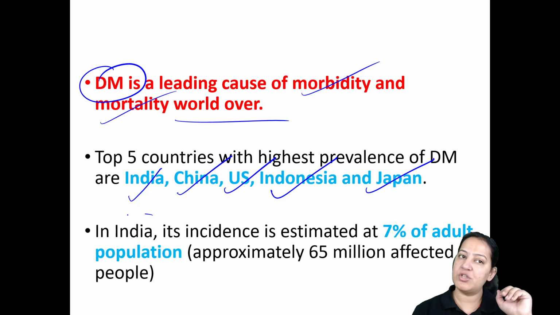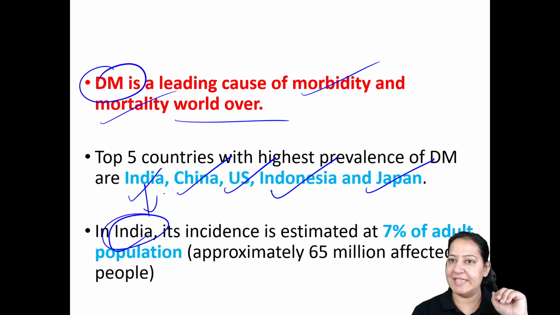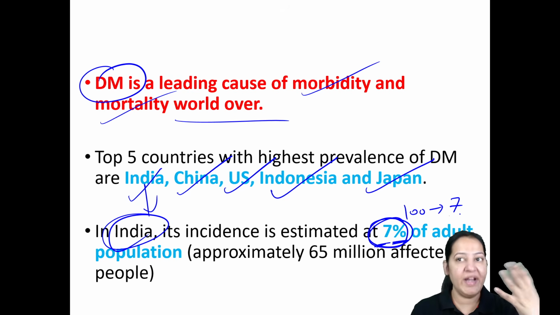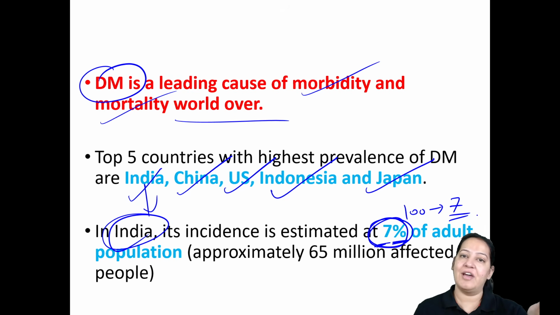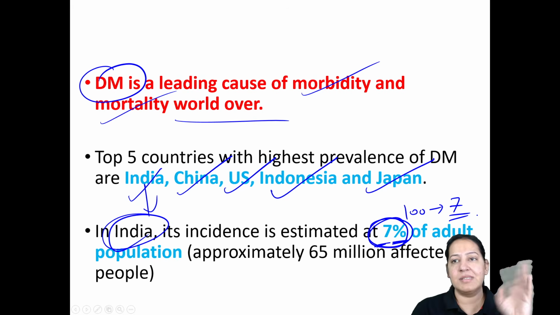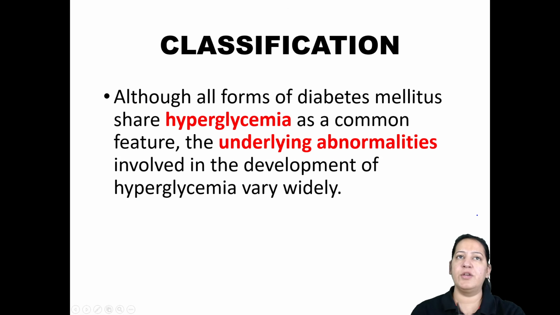Now, on an average, let's talk about India. In India, out of every 100, 7% have diabetes. So 7% is the incidence rate of diabetes. So out of every 100, 7% are newly diagnosed with diabetes every year. Every year, out of every 100. The next 100, the next 7. Next 100, next 7. So this is the incidence rate of diabetes in India, you can say, right?